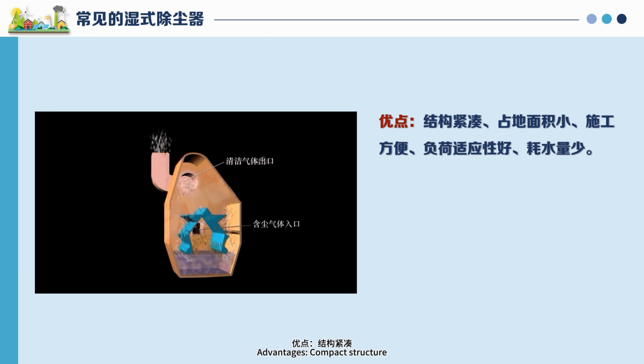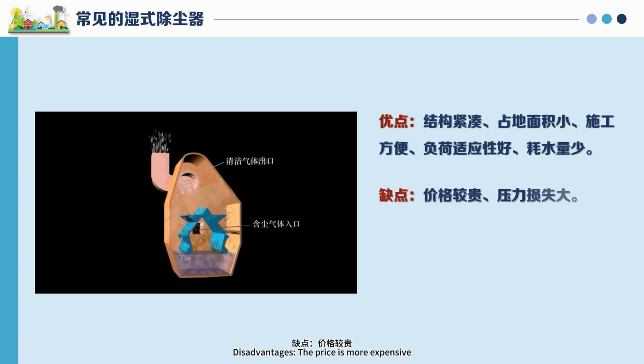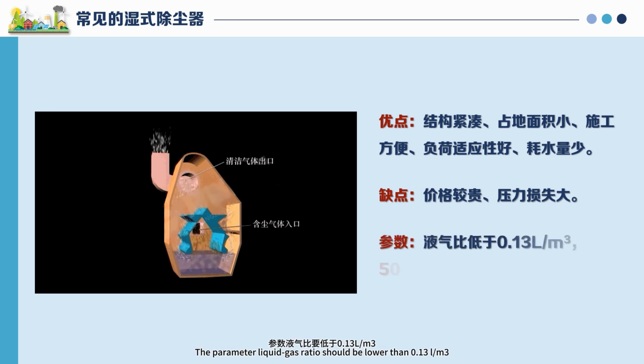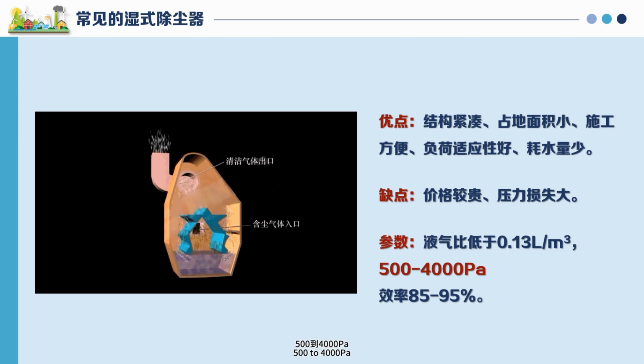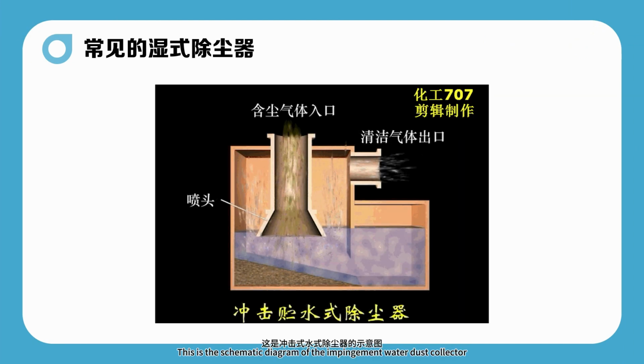Advantages: compact structure, small footprint, convenient construction, good load adaptability, low water consumption. Disadvantages: the price is more expensive. High pressure loss. The parameter liquid-gas ratio should be lower than 0.13 liters/m3. Pressure loss 500 to 4000 pascals. The efficiency is between 85% and 95%. This is the schematic diagram of the impingement water dust collector.